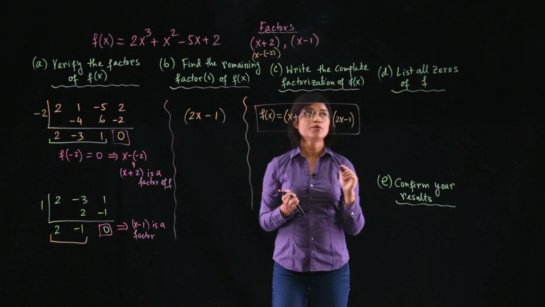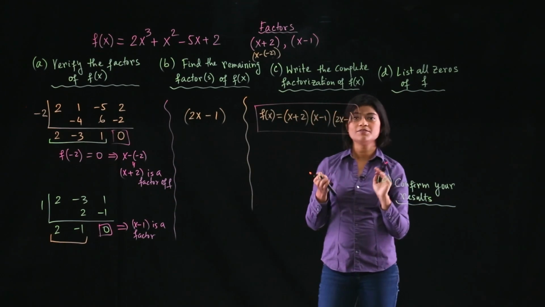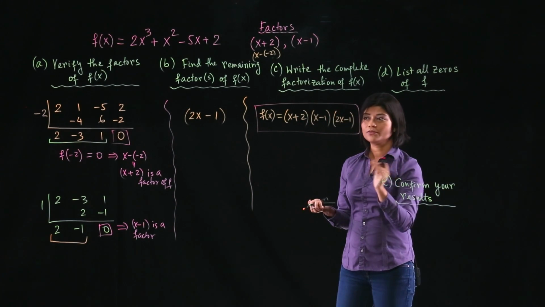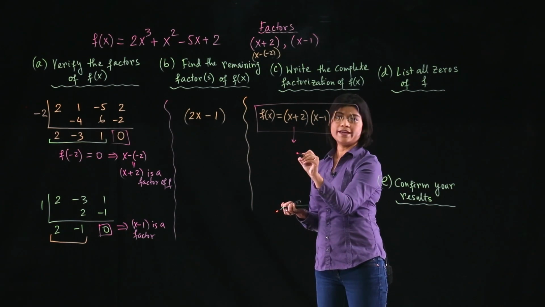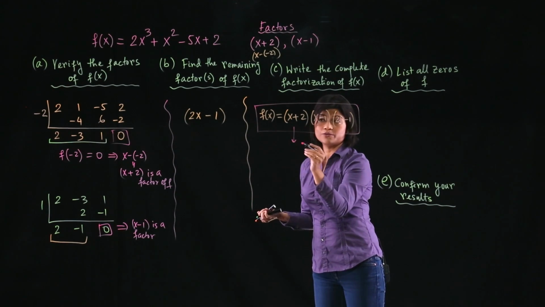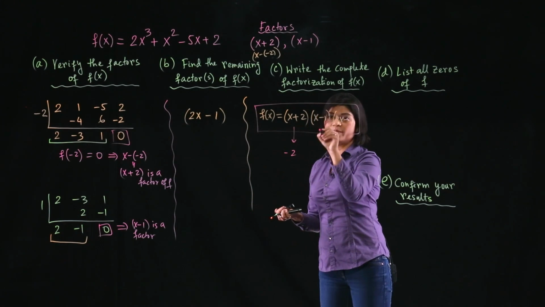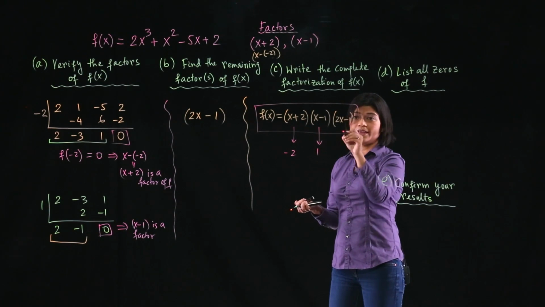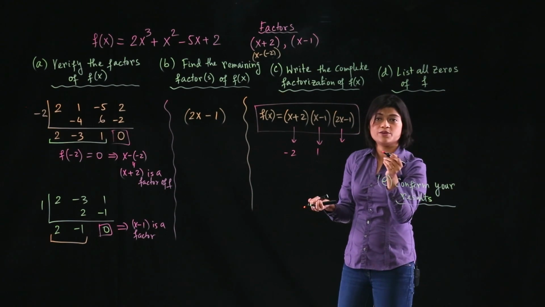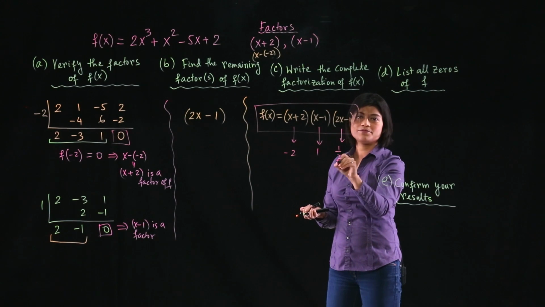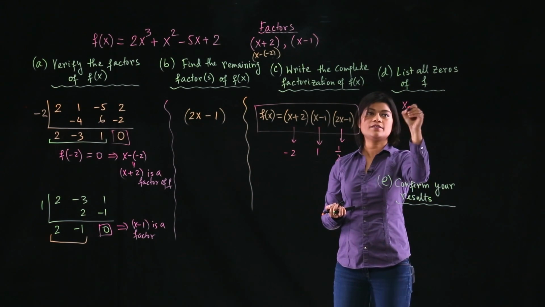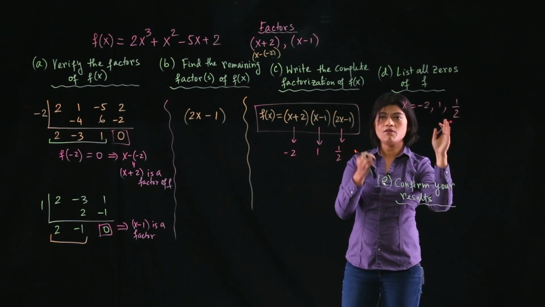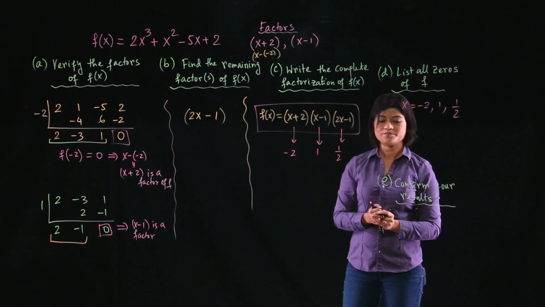Okay, let's move on. Now we want to list all the zeros of the function, and each factor will give us a 0. From x plus 2, when is x plus 2 equal to 0? When x is negative 2. From x minus 1, when is it equal to 0? When x is 1. And finally, when is 2x minus 1 equal to 0? When x is 1/2. So our zeros are negative 2, 1, and 1/2. We got all the zeros of the function.